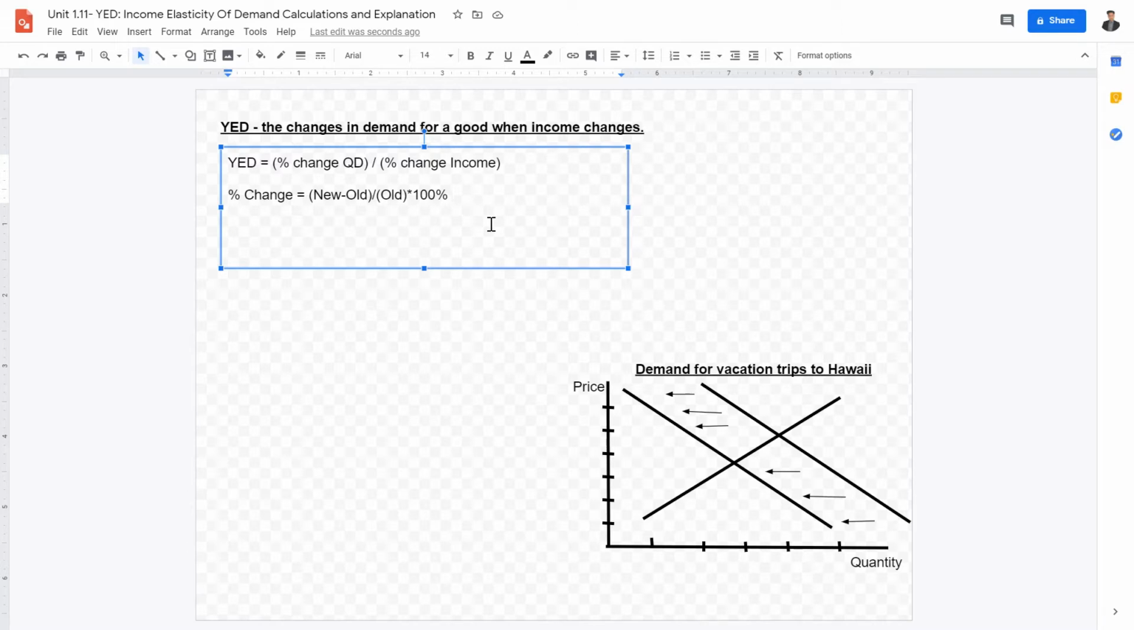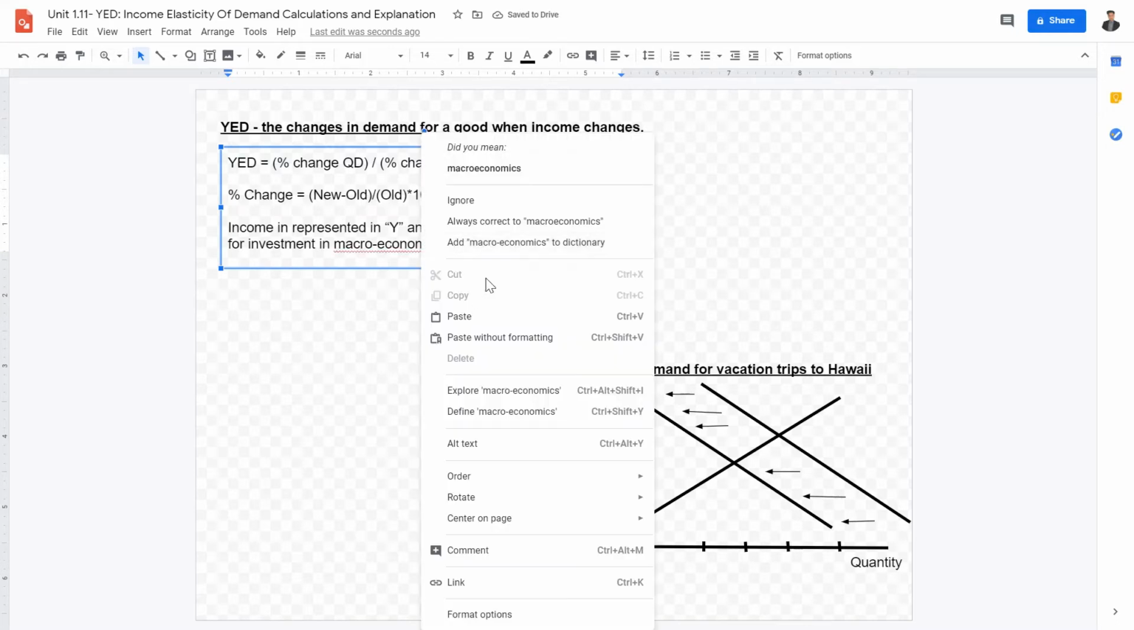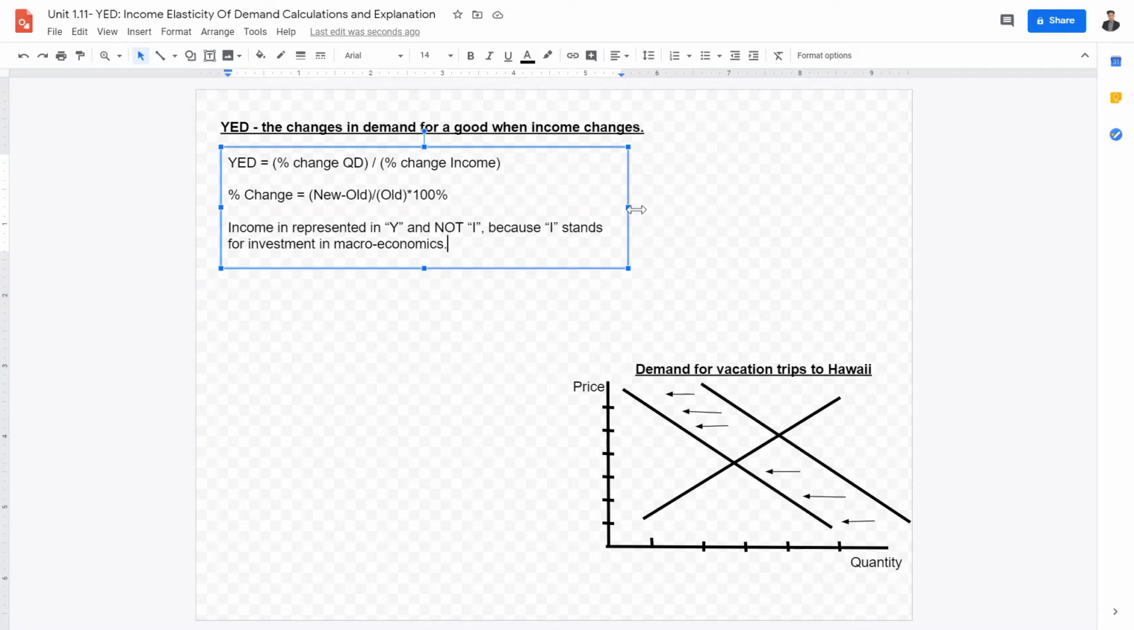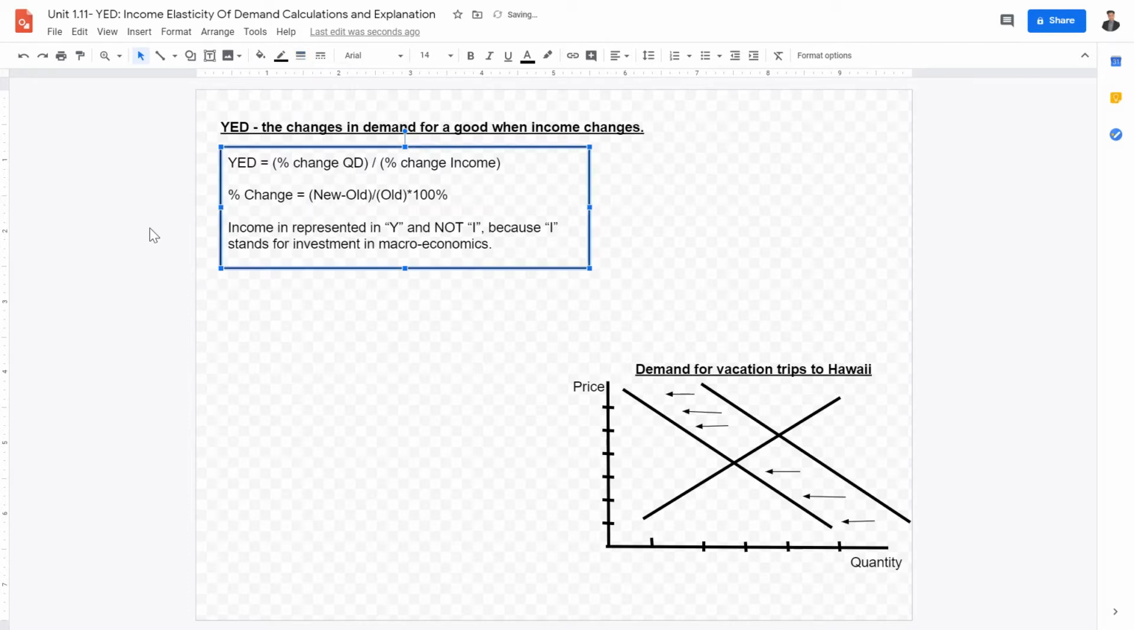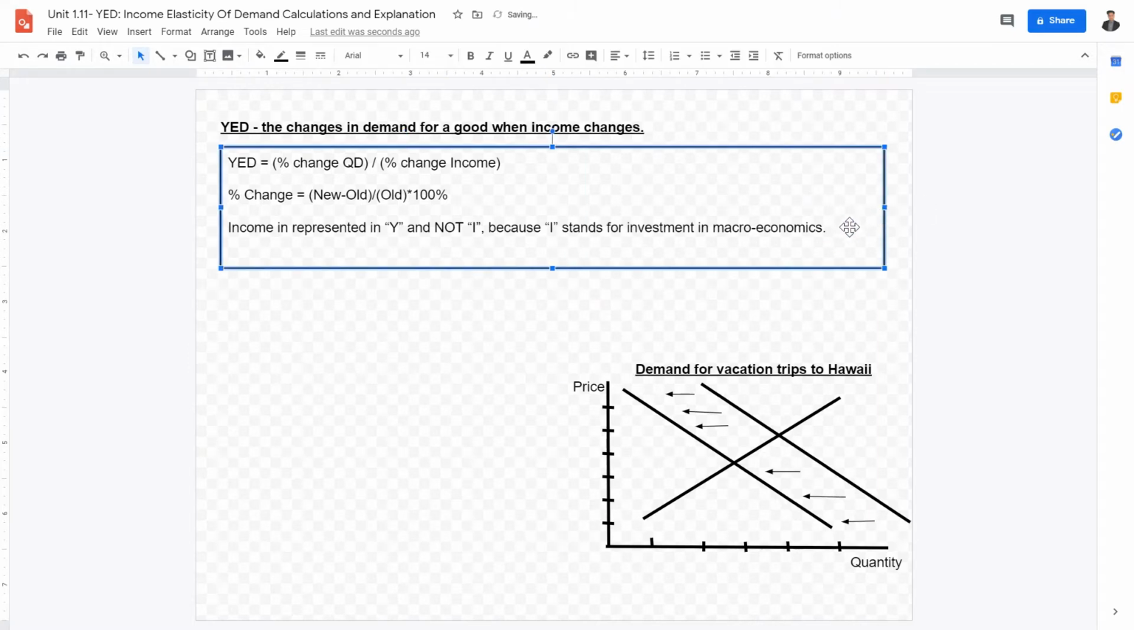Now, a common question is: why is income represented by Y? Income is represented by Y and not I, because I stands for investment in macroeconomics. Seeing as how I already stands for investment in macroeconomics, in elasticity, I is not used, and instead Y is used as income. Okay, so that makes sense. This is some explanation of the calculations of income elasticity of demand.